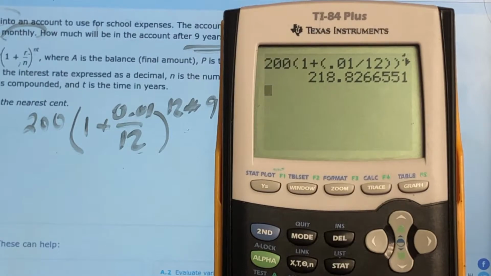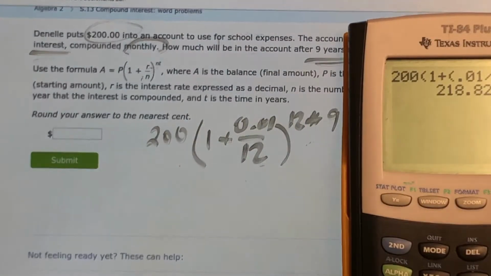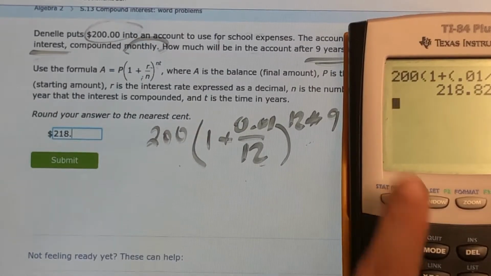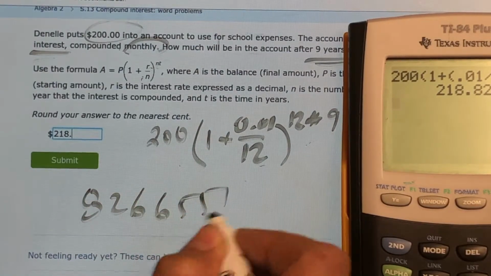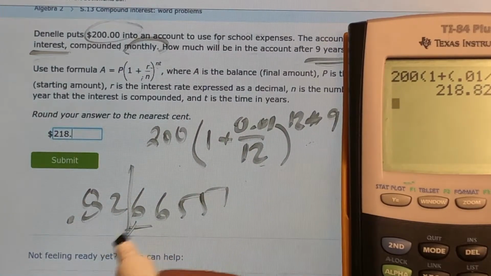So that's my answer. Round to the nearest cent. Okay, so my whole number is 218. So I put in my whole number 218 point. And to the nearest cent, I'm just going to write it out. So it's 8266551. All right, nearest cent is 2 numbers. What does a 6 do? It makes that go up 1, so it's going to be 0.83.